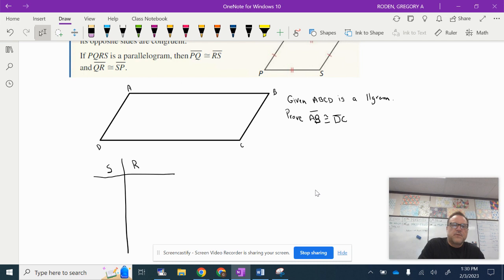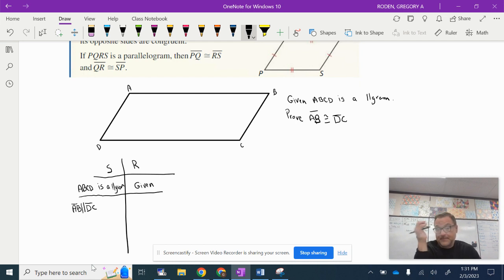So the first thing we are going to do is we are going to say in our given that ABCD is a parallelogram. ABCD is a parallelogram. Okay, see that? And that is a given. See that? Now, if ABCD is a parallelogram, then I can now say that side AB is parallel to side DC. Why can I say that, ladies and gentlemen?